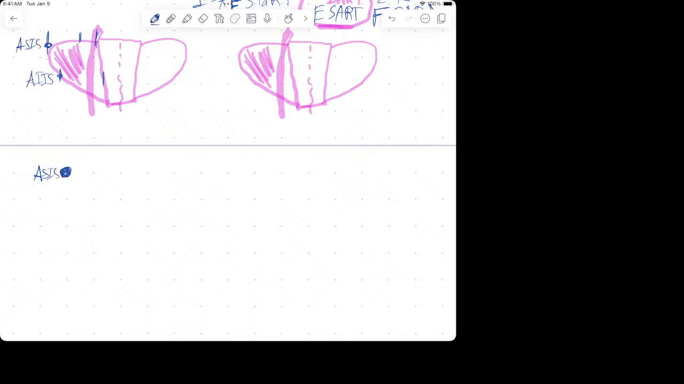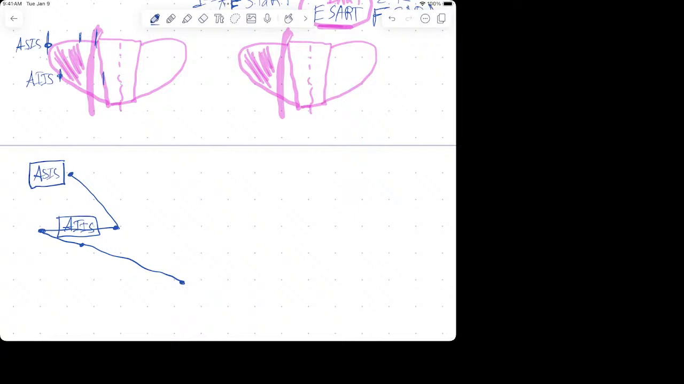I'm going to draw it as a square. Let's say the ASIS is a square, and then the AIIS is below it. Medial to it is a point, then medial to this is a point, then medial to this is a point, then right under it is a point, then you go to the pubic symphysis.